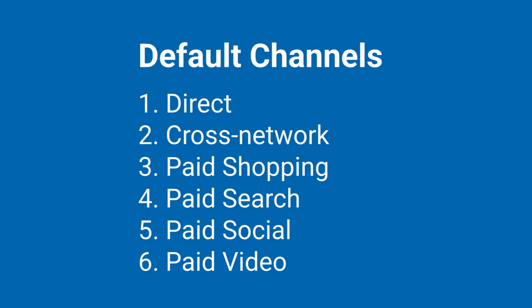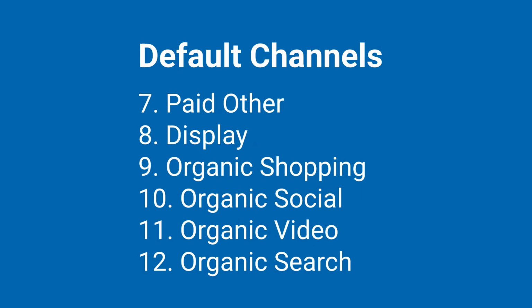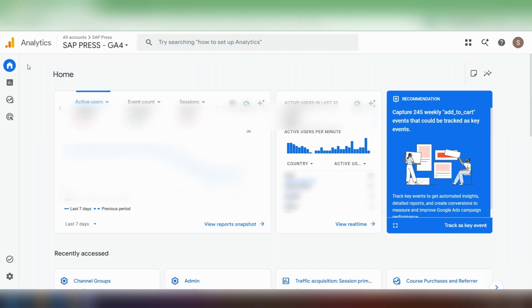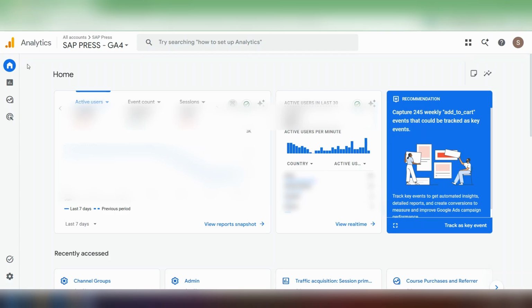Out of the box, GA4 comes with 19 default channels, which I will share on the screen right now. Feel free to pause so you can read through them all. So anything that GA4 can't recognize from these 19 buckets will get thrown into a 20th bucket, which is called the unassigned channel. If you want to see the full list of sites that GA4 uses for its own internal mapping, there's a link that I'll add in the description below.